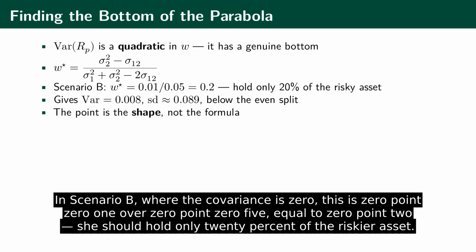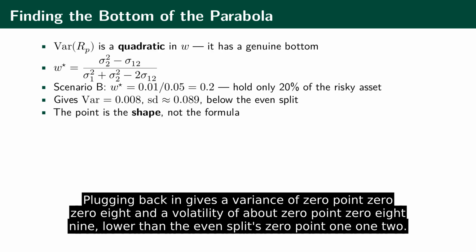In scenario B, where the covariance is 0, this is 0.01 over 0.05, equal to 0.2. She should hold only 20% of the riskier asset. Plugging back in gives a variance of 0.008 and a volatility of about 0.089, lower than the even split's 0.112.